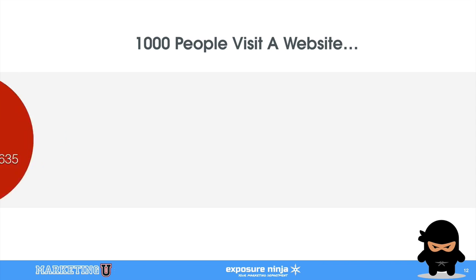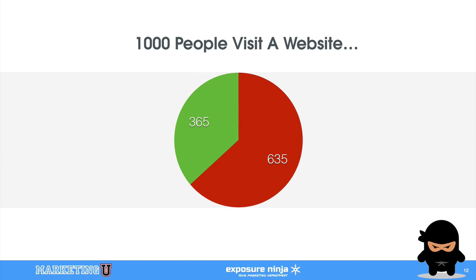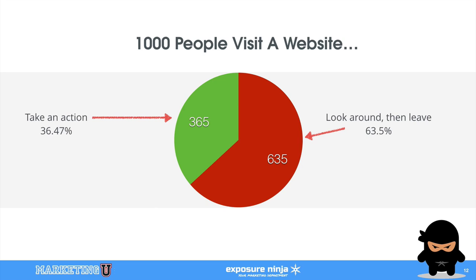Slightly different. So here we have a very different split to the previous one. In this case, still, the majority of people look around this page and then leave. So 63.5% of the people on this page don't do anything. Right, they might visit some other pages on the site, they might have a look around, or they might just leave immediately. But out of 1,000, 365, or specifically 36.47% of people take the action. They do the thing that's intended on that page, they convert. And in this case, they become a lead for our business.